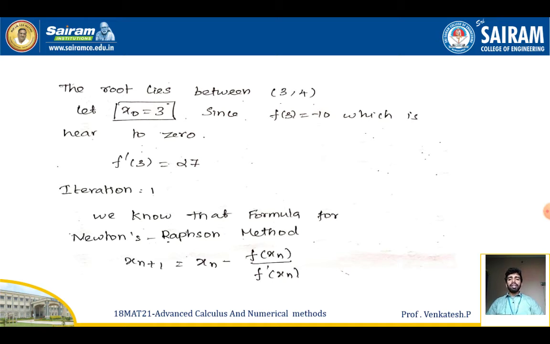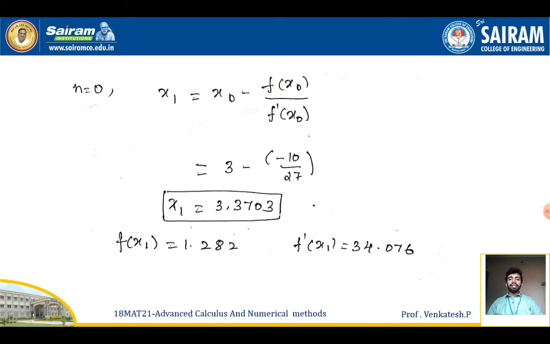Now we will find iteration number 1. In the main Newton-Raphson formula, x_(n+1) = x_n minus f(x_n) by f'(x_n), we have to replace n = 0. So I get x1 = x0 minus f(x0) by f'(x0). Now if I replace the x0 value, f(x0) value and f'(x0) value in this equation, I can find the first approximate root x1.